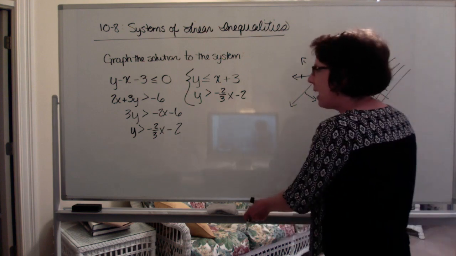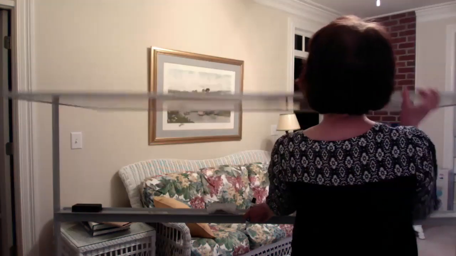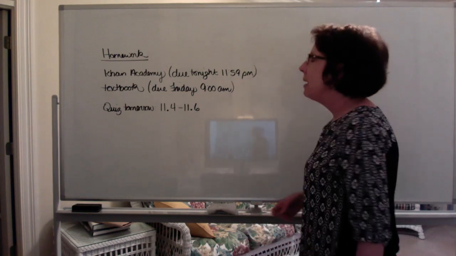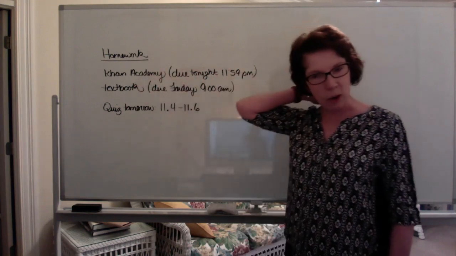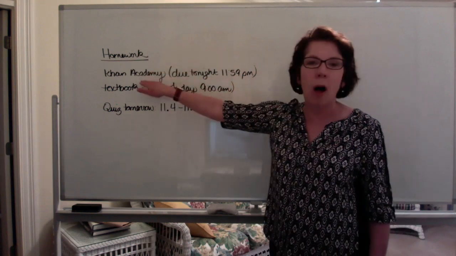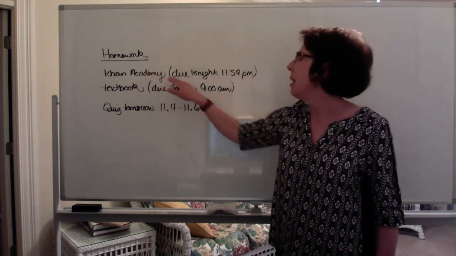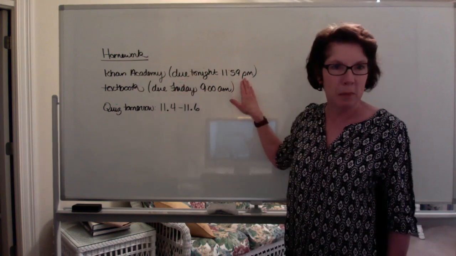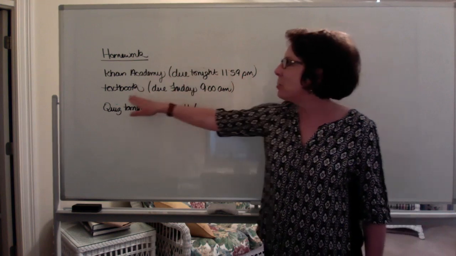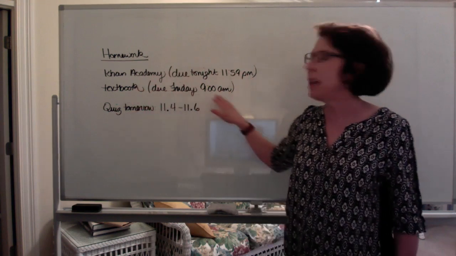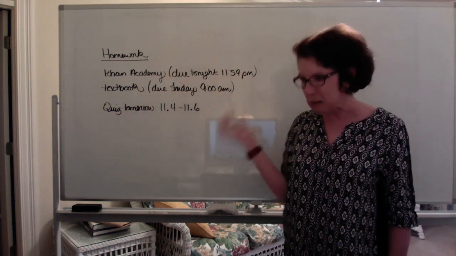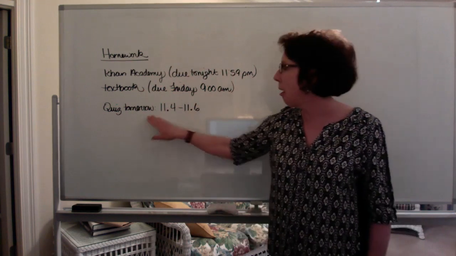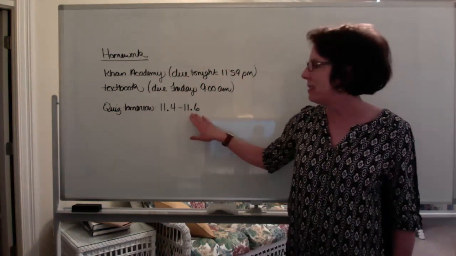Now, let's go ahead and look at our homework for tonight. Okay. Now, you have Khan Academy. I'm not going to have you graph again. The graphs will be on the Khan Academy problems, and they will be due tonight, Thursday night, at 1 minute before midnight. The textbook problems are going to be due Friday at 9 a.m. This is the normal thing. I'm not going to do this every day, but we're going to continue the routine through Friday. And then quiz tomorrow on 11.4 to 11.6.